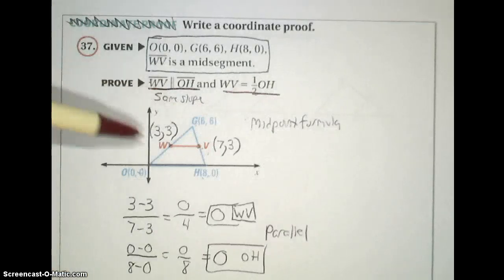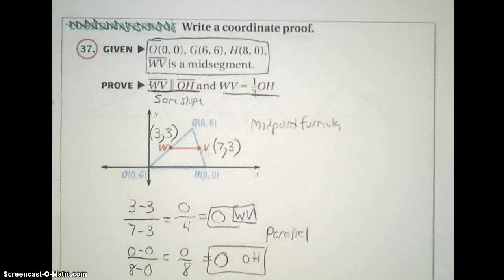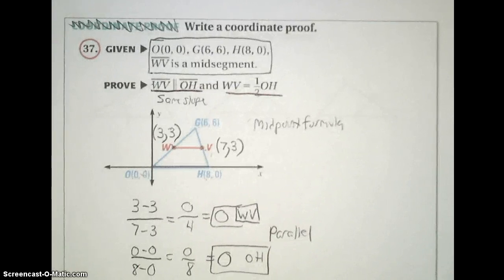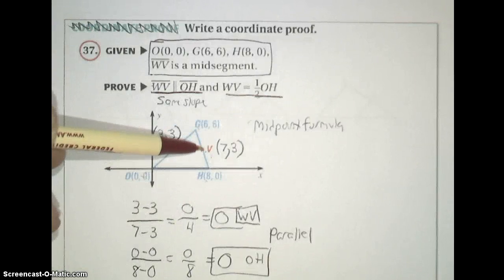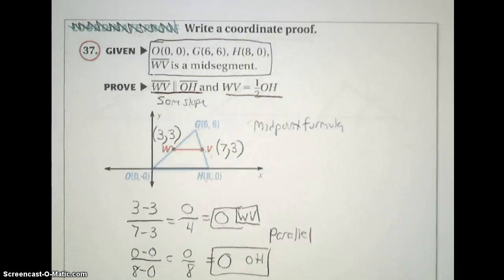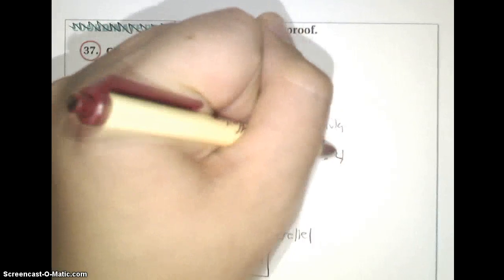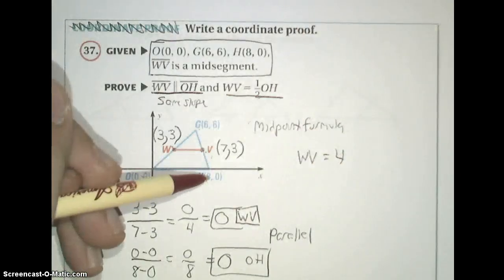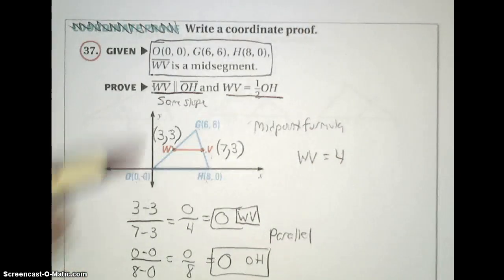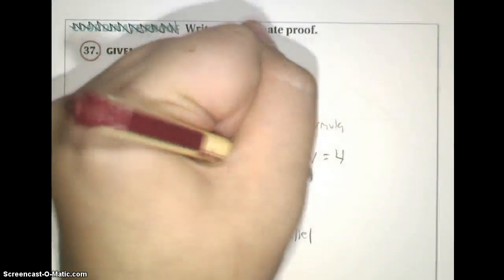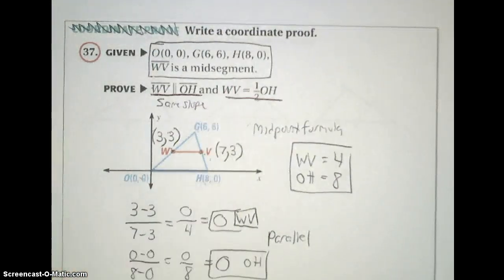Finally, in order to show that WV is 1/2 of OH, I need to find the distance. Normally this would be used for the distance formula, but because this is a horizontal line, WV and OH are both horizontal, I can just simply count the distance or the change in x. So 7 from 3 gives me a length of 4. WV will have a length of 4. OH is going to have a length of 8 and 0. So the difference of 8 and 0 is 8. OH is 8. And that's going to prove my other portion here, that WV is 1/2 of OH.